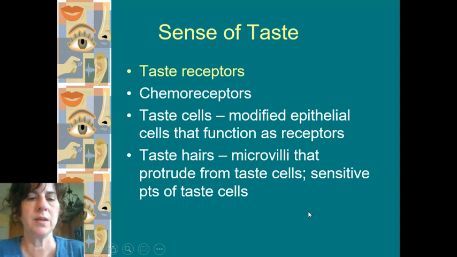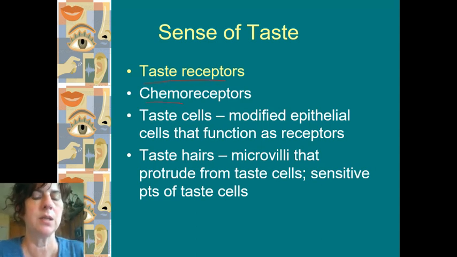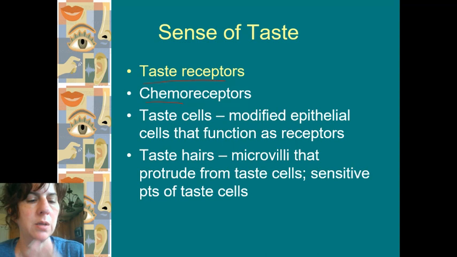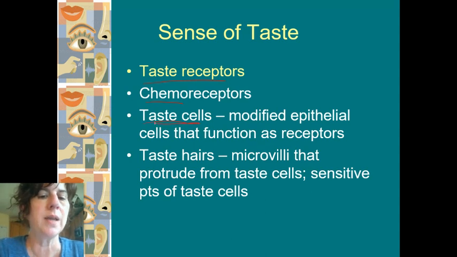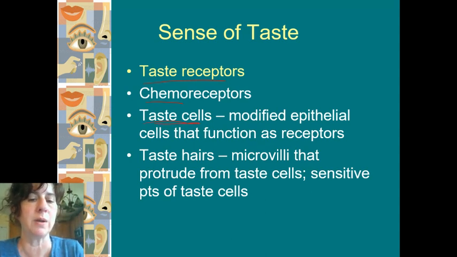We do have specialized taste receptors. Like I said, those are chemoreceptors. So the food or the water or the drink or whatever that's entering your mouth has specific chemicals in it, and those are going to bind to those chemoreceptors and stimulate them. We have cells that contain those specialized receptors, modified epithelial cells that contain those actual receptors.